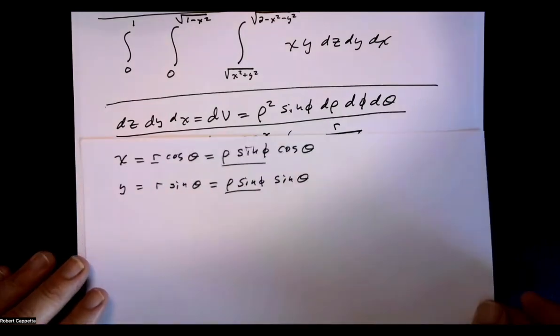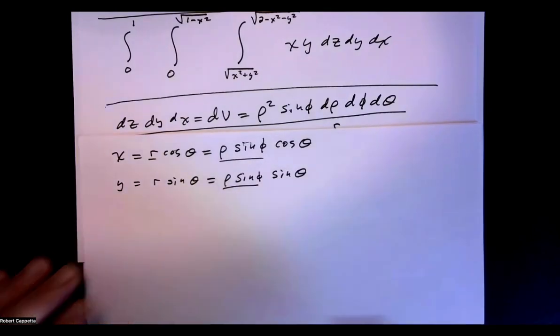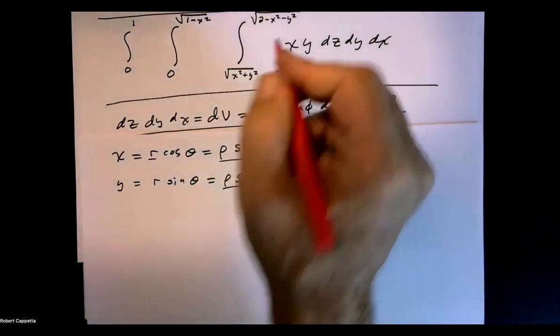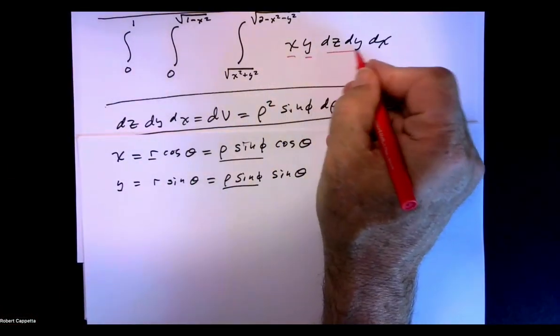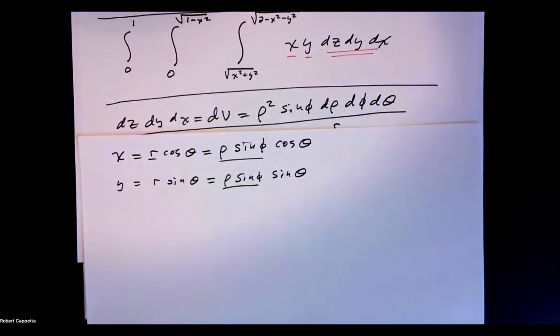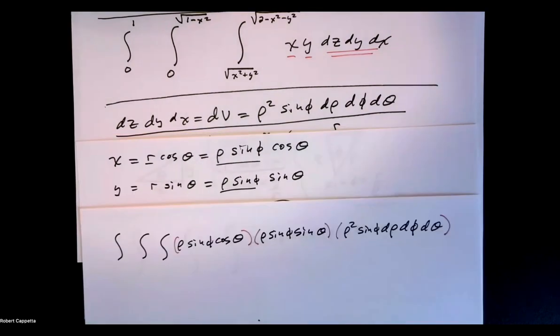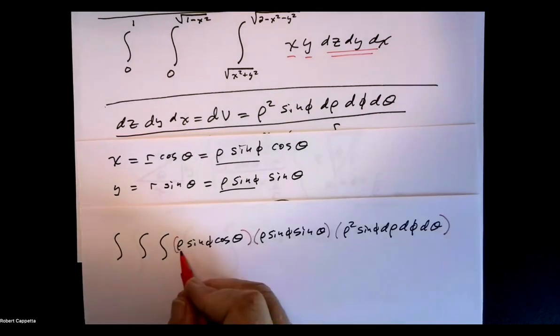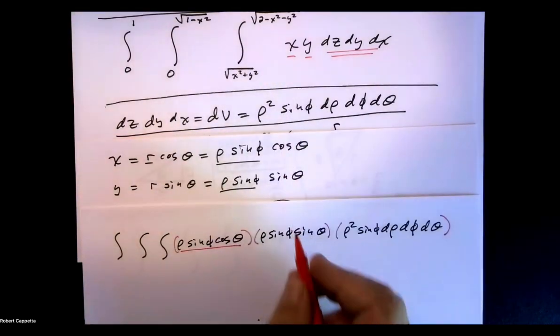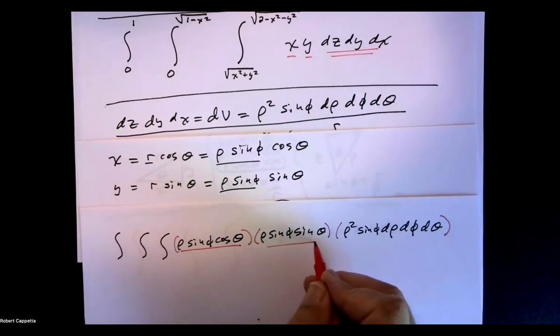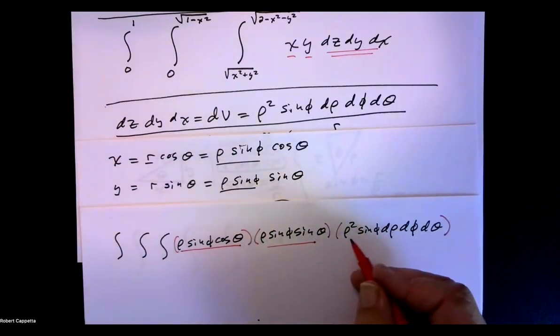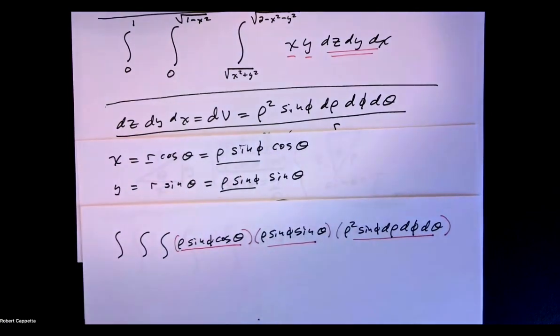So what are we ready to substitute? We know what x is. We know what y is. We know what dz, dy, dx is. So let's go ahead and make that change. See where we are. So making the substitutions, we see rho sine phi cos theta is x. Rho sine phi sine theta is y. Rho squared sine phi d rho d phi d theta is dz, dy, dx.